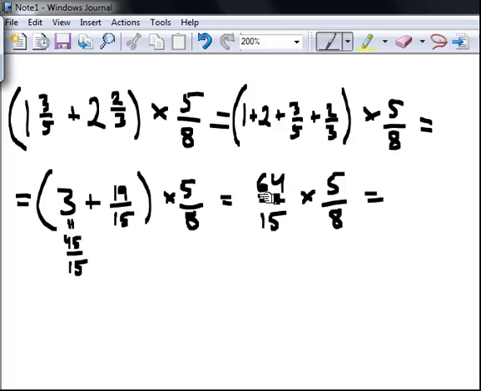64, we can find an 8 in 64. And left we have another 8. Cross this out, write 1. Can we find a 5 in 15? Yes. And we're left with 3. Here we just cross it out and write 1. Now we have 8 times 1 is 8. And 3 times 1 is 3. And here we have the answer written as an improper fraction.